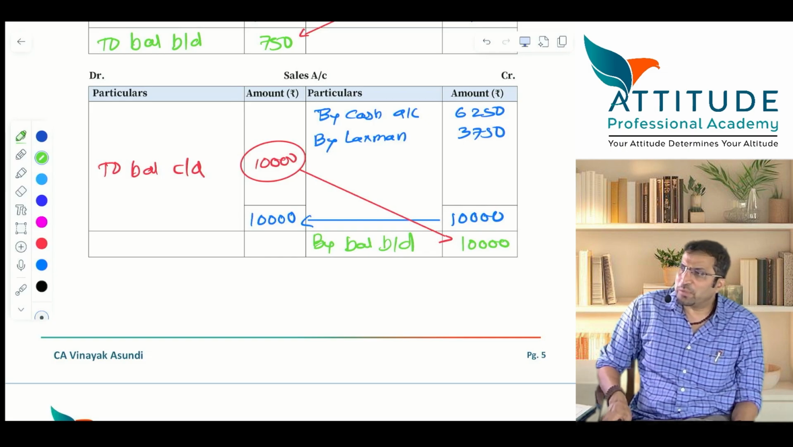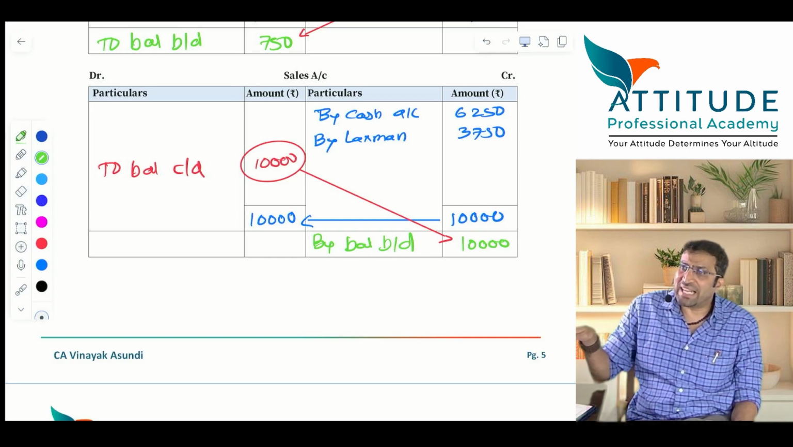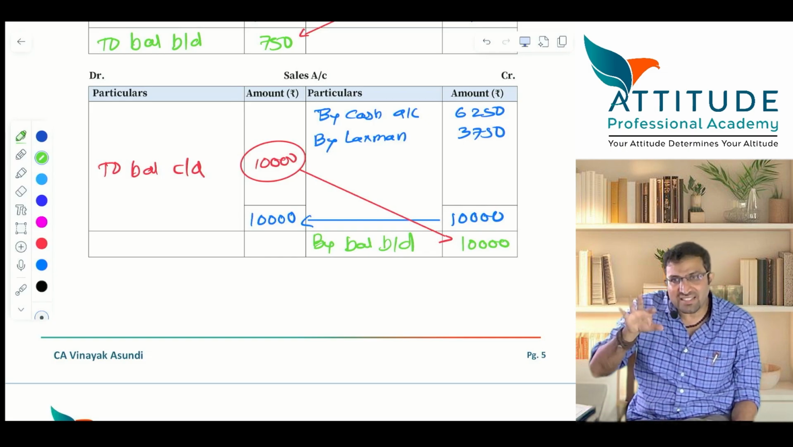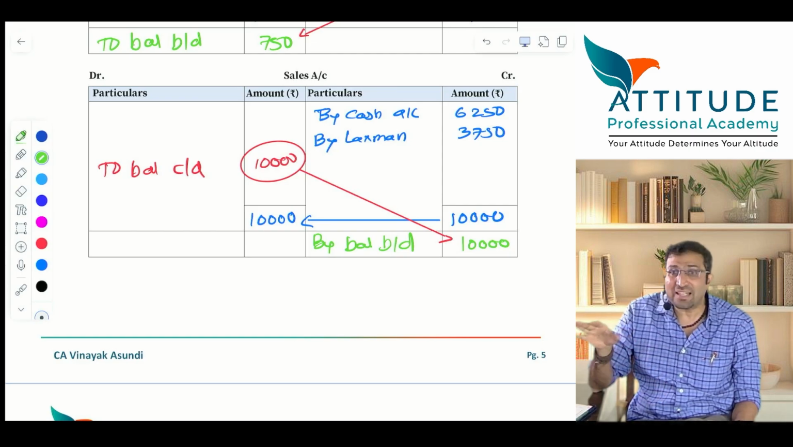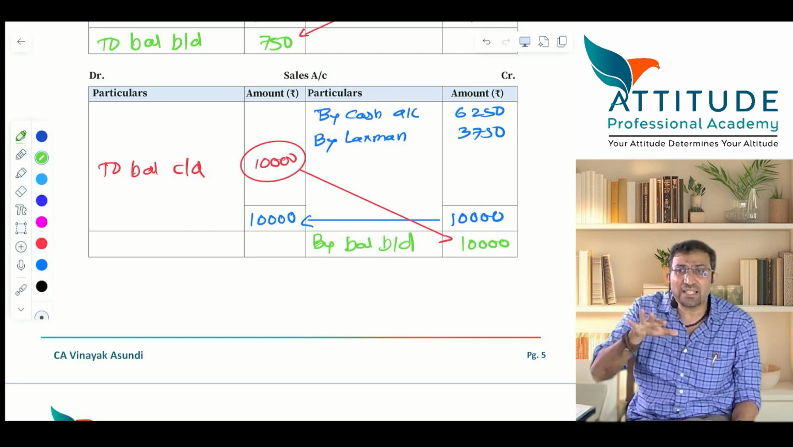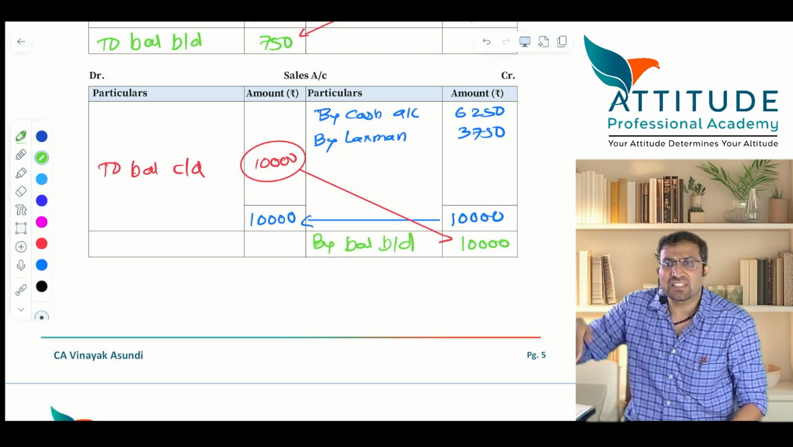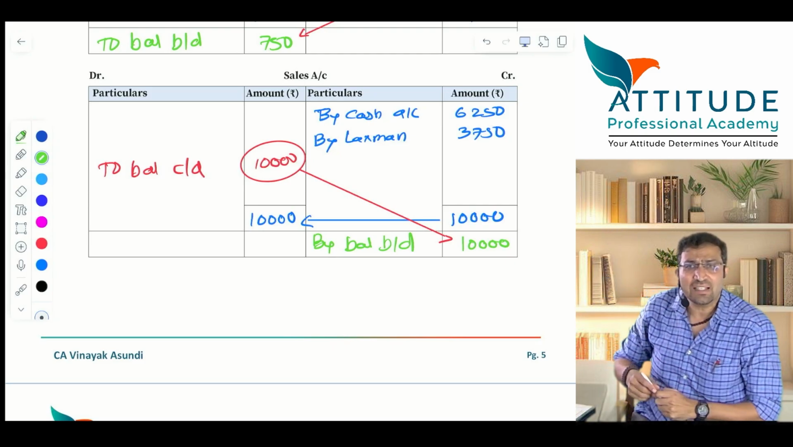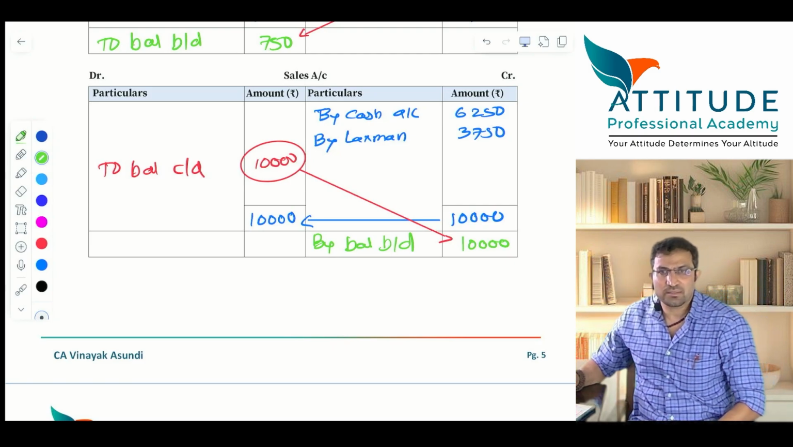Now wait. What did you just do? Balancing. This is known as ledger balancing. After ledger posting comes ledger balancing. Understand the steps; we are going step by step. Now with the help of these balances we prepare a trial balance. What do we prepare? Trial balance.